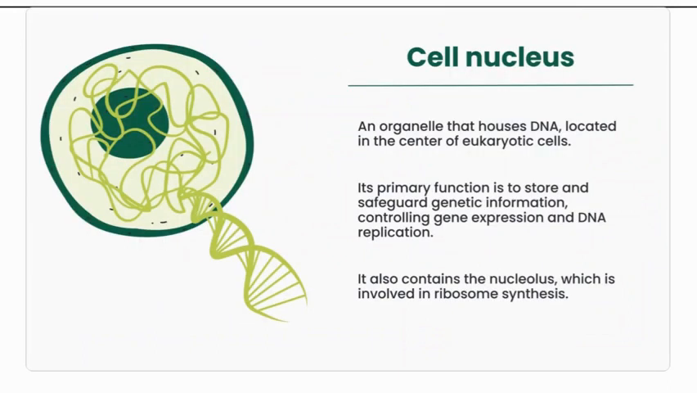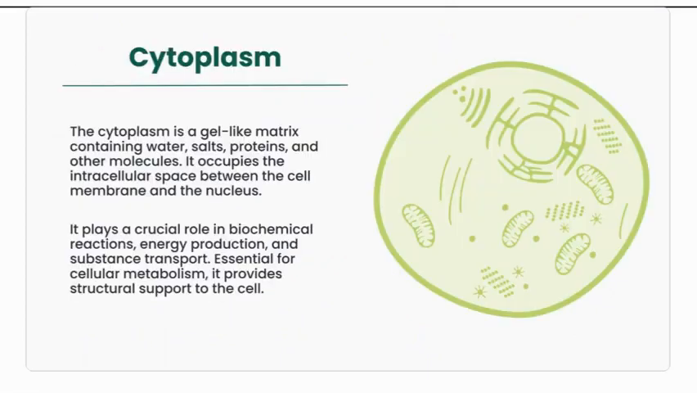Next is the cell nucleus, which is an organelle that houses DNA located in the center of eukaryotic cells. Its primary function is to store and safeguard genetic information. It is also controlling gene expression and DNA replication. It also contains a nucleolus, which is involved in ribosome synthesis.